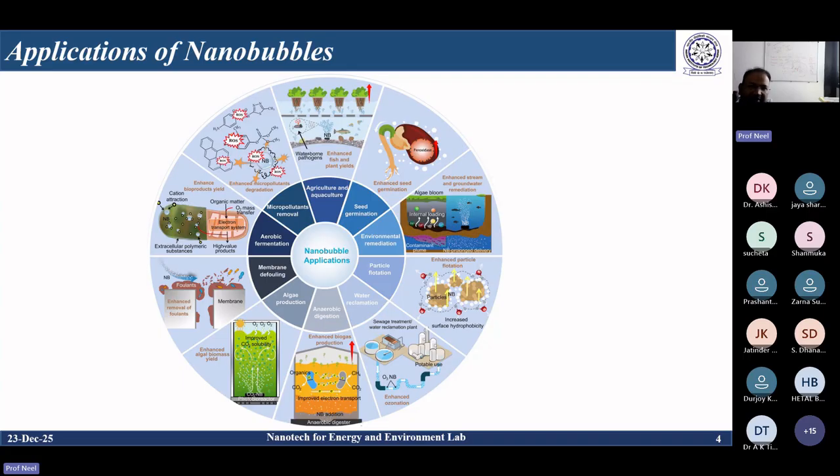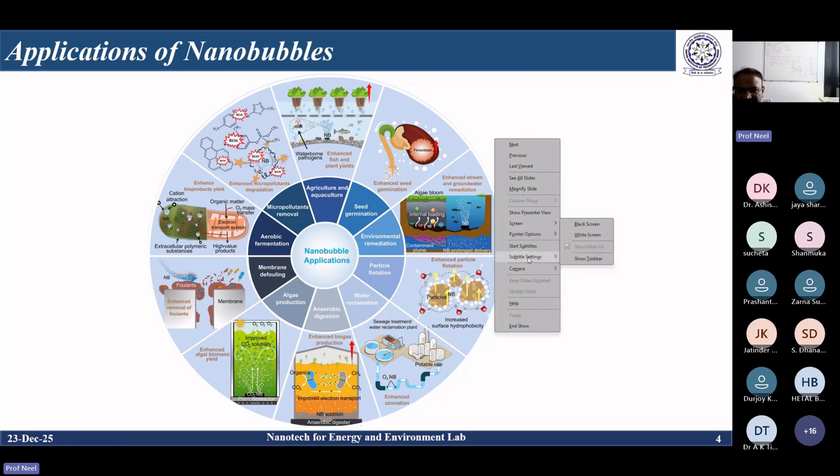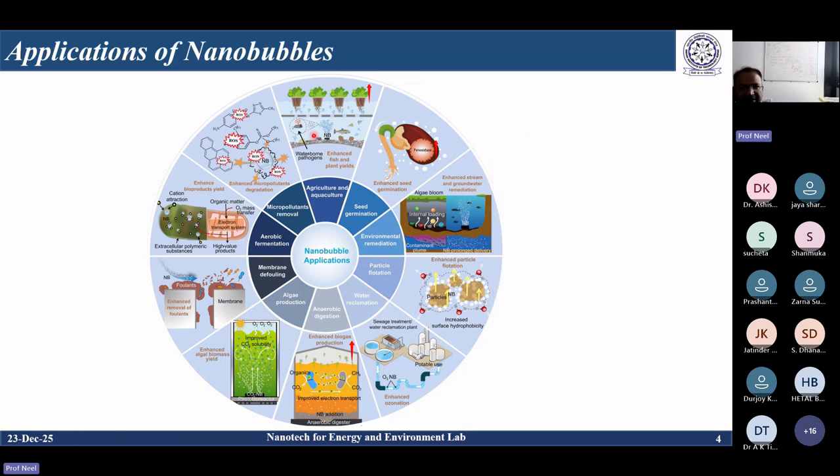So if you're using nanobubbles to transfer nutrients, it gives much better transport of nutrients, and that's why we have seen good transport of nutrients and better growth of the plants, and also of microorganisms like shrimp and fish.